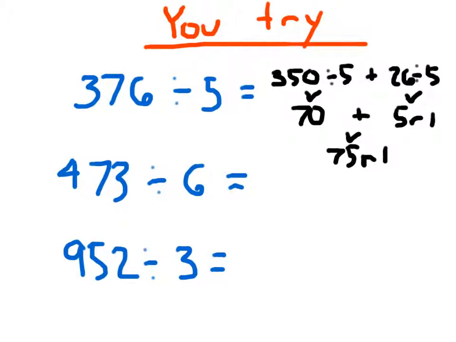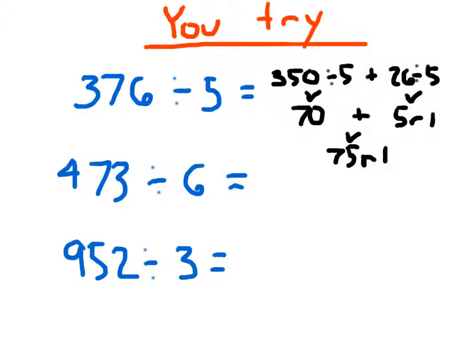Your strategy and approach might have been different for that first one, but you should have come up with the same answer, 376 divided by 5, equaling 75 remainder 1. Again, this is our quotient, this is what we call our dividend, and this is what we're dividing by, or our divisor. The divisor in number 2 is 6. And that's the second problem that you had to solve.